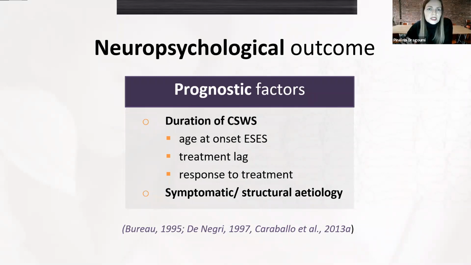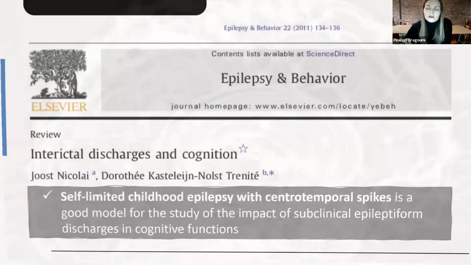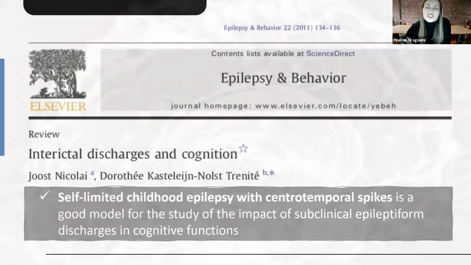But this whole concept can make us think of the impact of the discharges on cognition, and this is a big topic that is actually one that has been studied in those benign self-limiting childhood epilepsies like Panayiotopoulos syndrome or Rolandic epilepsy. And a very good model for studying the impact of subclinical epileptiform discharges on cognitive functions is actually Rolandic epilepsy, which is a very common epilepsy.